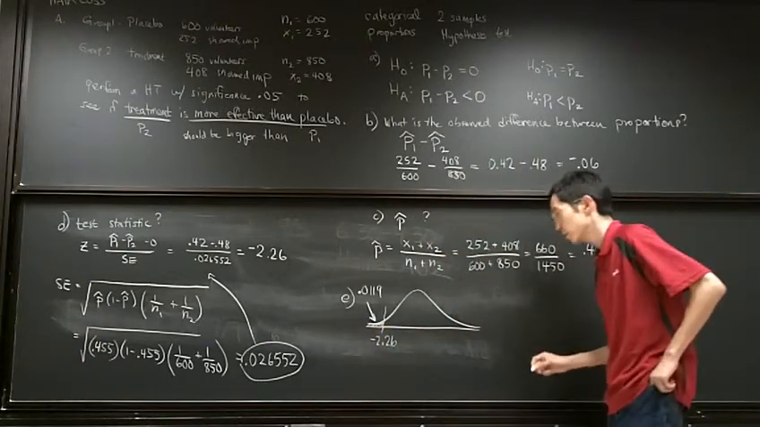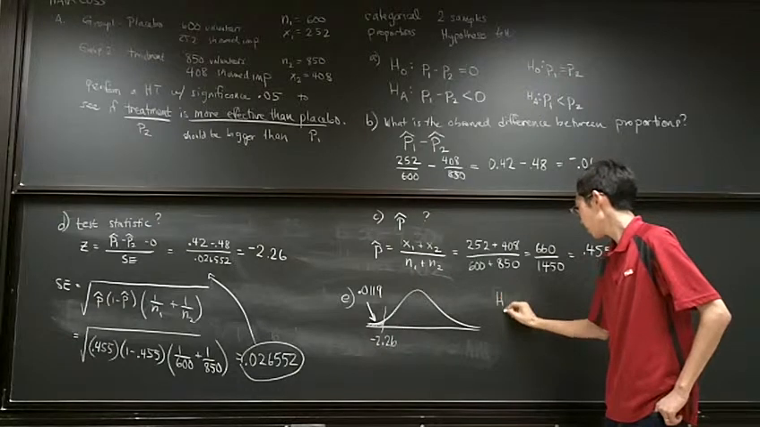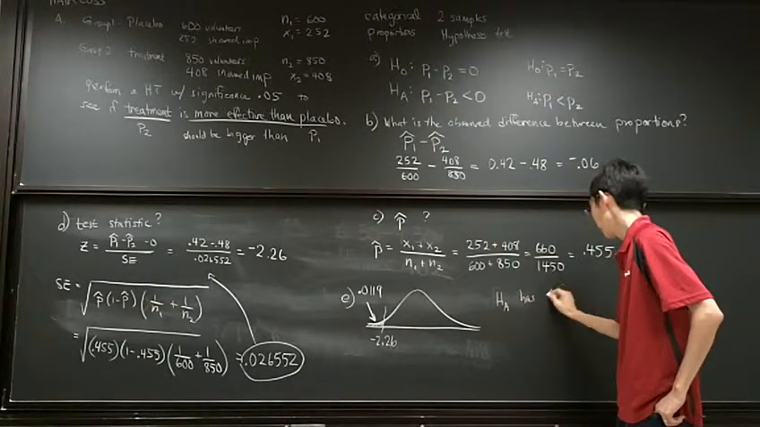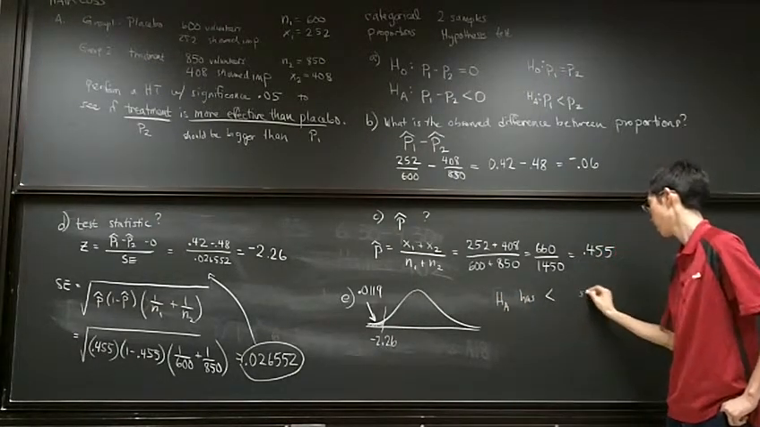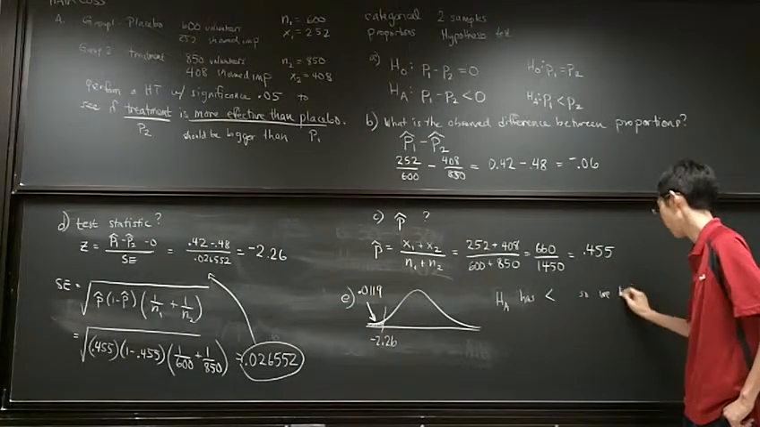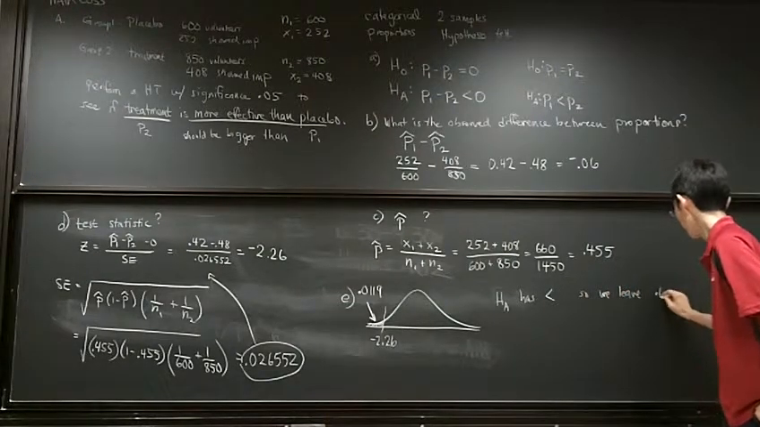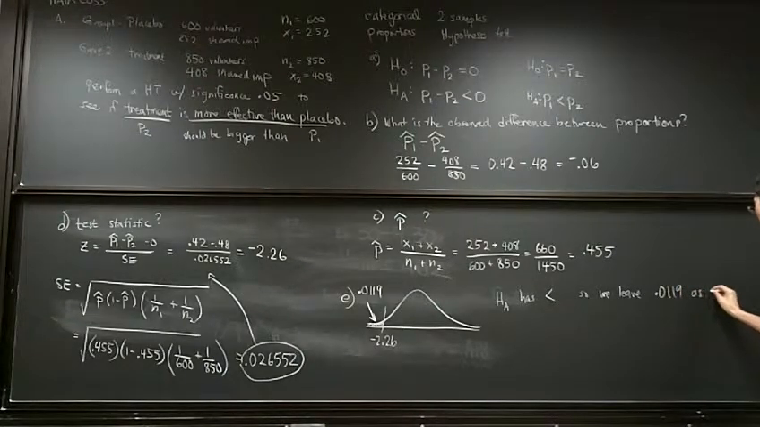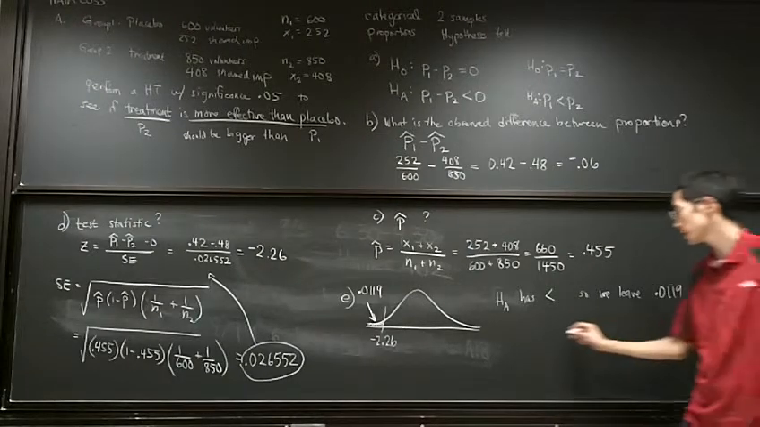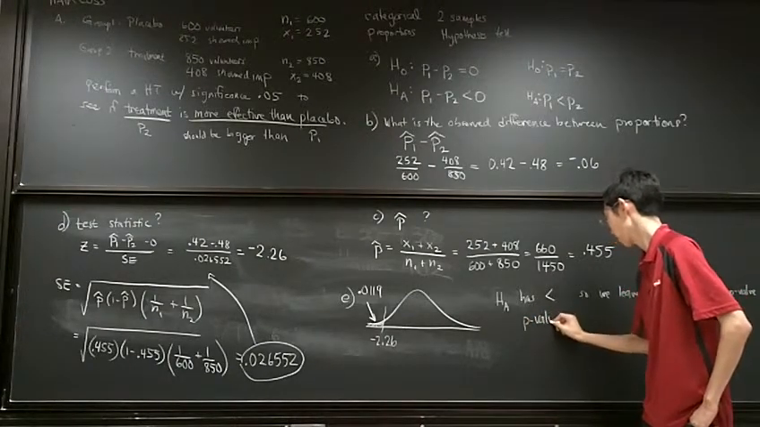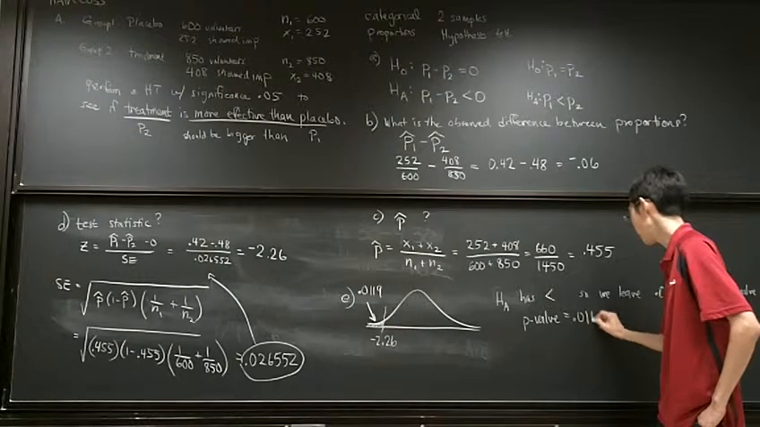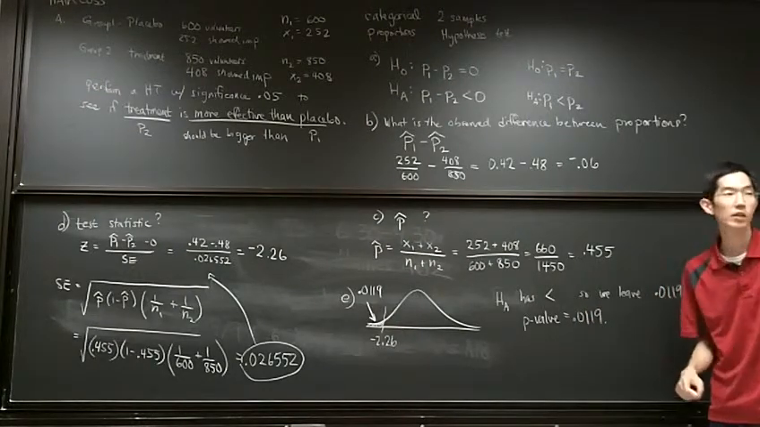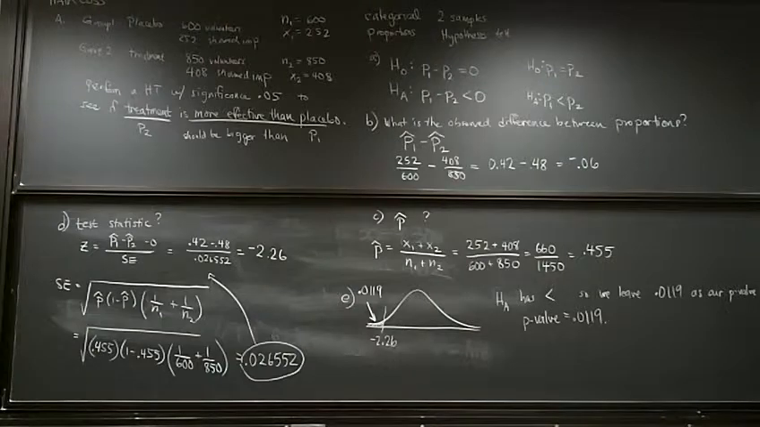Okay? So the alternative hypothesis has a less than sign, so we leave 0.0119 as our p-value. Okay, so my p-value equals 0.0119. So what do I do with regards to the null hypothesis?